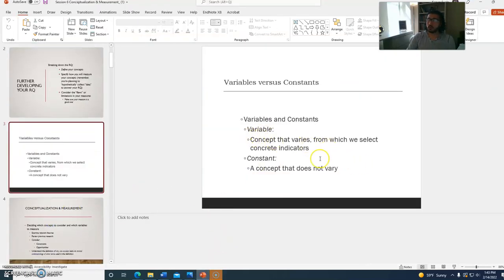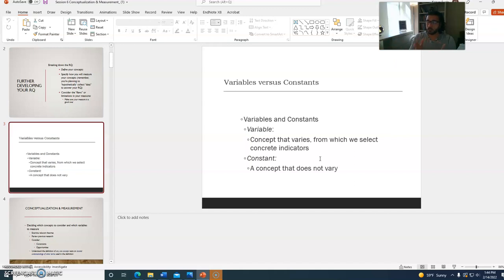A variable is a concept that varies, from which we select concrete indicators, and a constant is a concept that does not vary. Some of you may wonder what that means. Imagine that you are working in a clinic and you are wondering, does gender have an impact on the depression levels of the clients? Let's put it in that form.